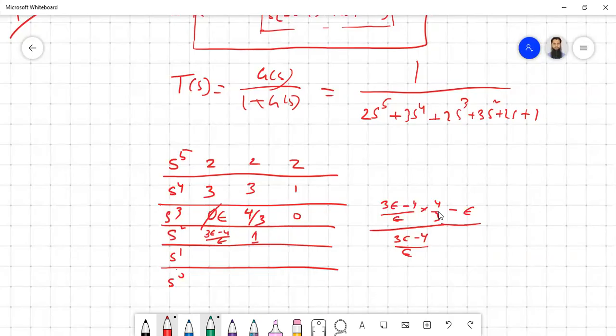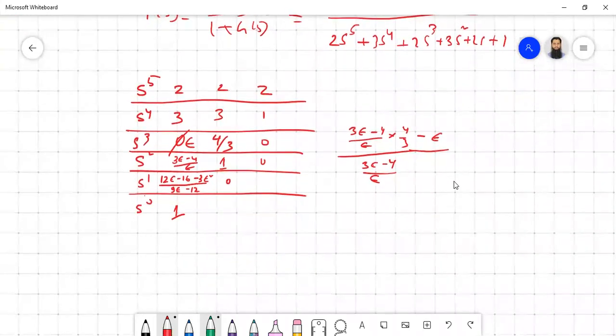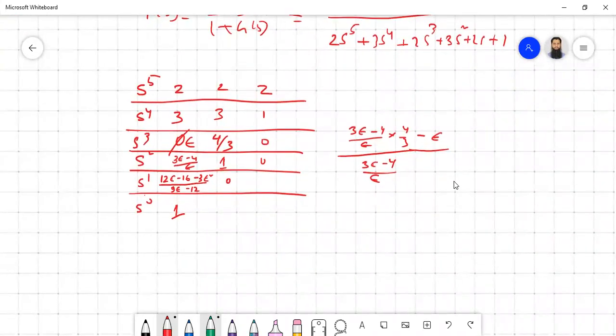Okay, so after simplification, what we are going to get is 12, because 3 into 4 is 12, then 16. So 12 epsilon minus 16 minus 3 into epsilon is 3 epsilon squared, divided by 3, which will multiply with the denominator as well. So 9 epsilon minus 2. Okay, so 0 will be coming here, 1 will be coming here.